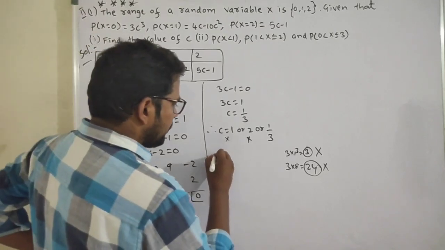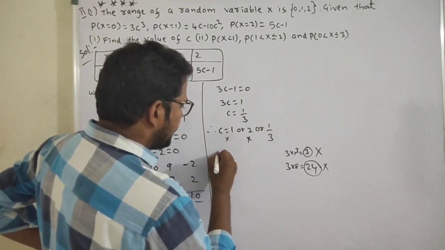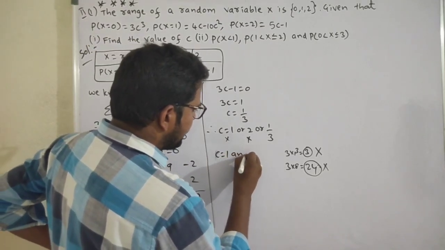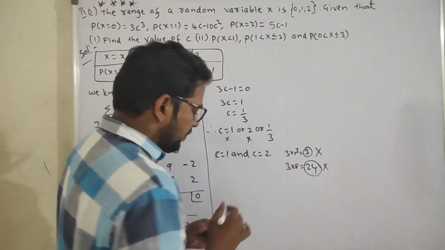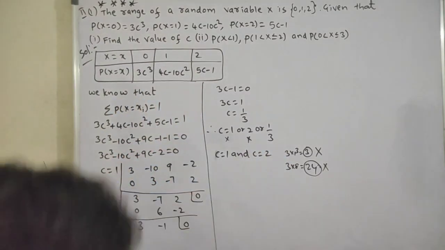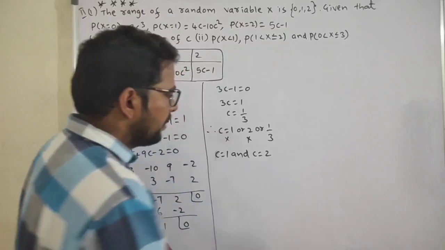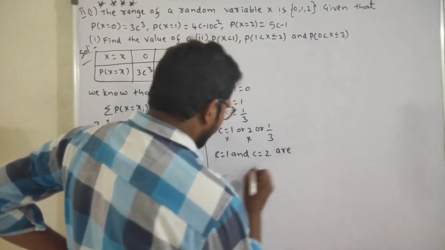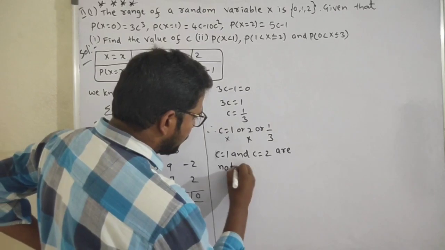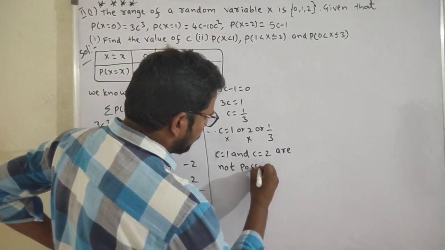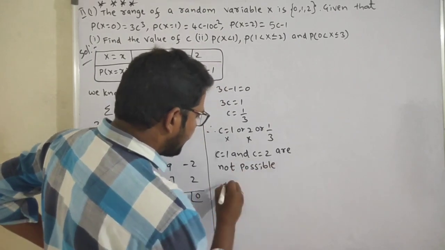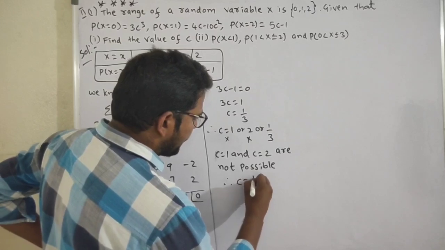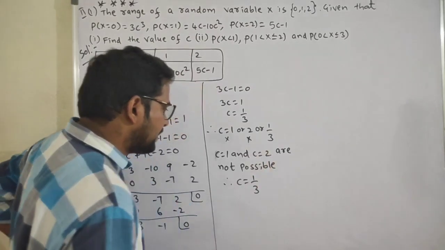Therefore c is equal to 1 and c is equal to 2 are not possible. c is equal to 1, you should check this roughly, okay? Not possible. Therefore c is equal to 1 by 3. c value is 1 by 3.